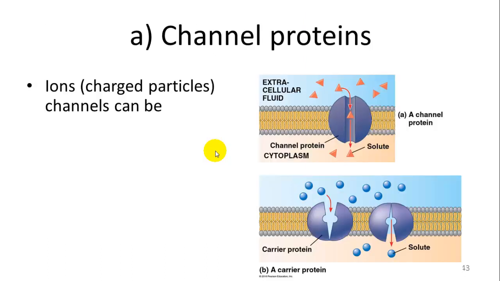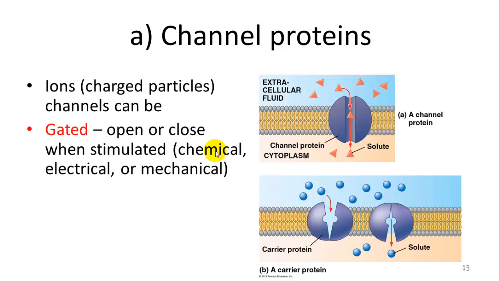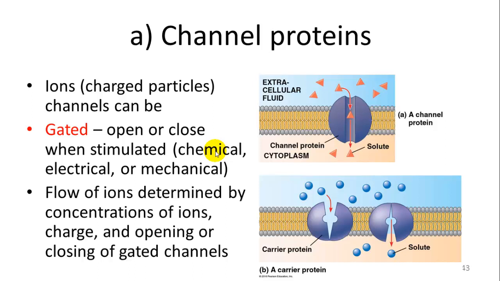All right, so channel proteins can allow different things in, such as charged particles, and they can be gated, which will open and close when stimulated. And the flow of ions is determined by the concentration gradient of the ions, the charge, and whether the gates are open or closed.